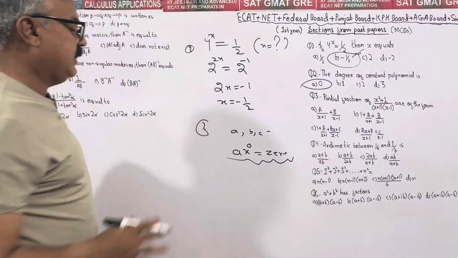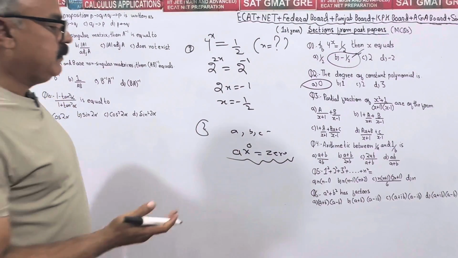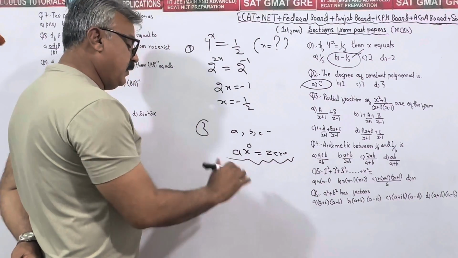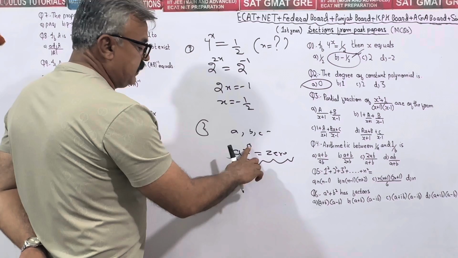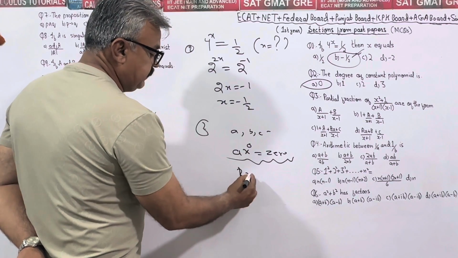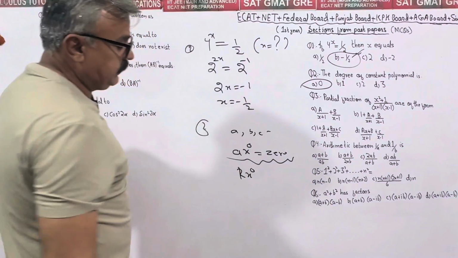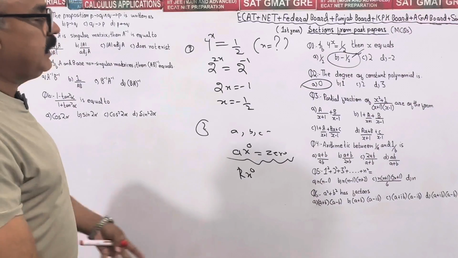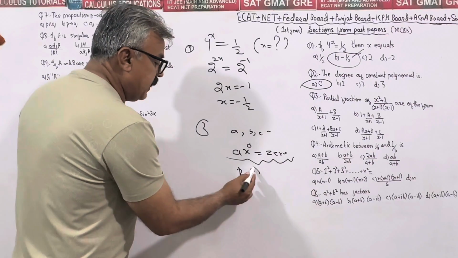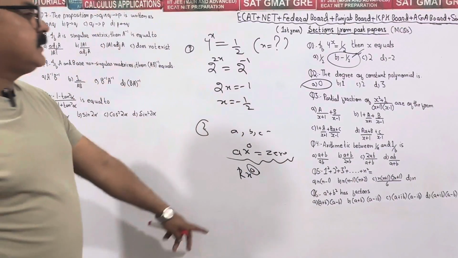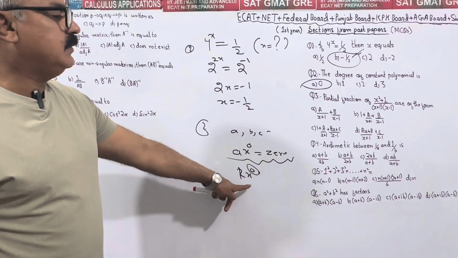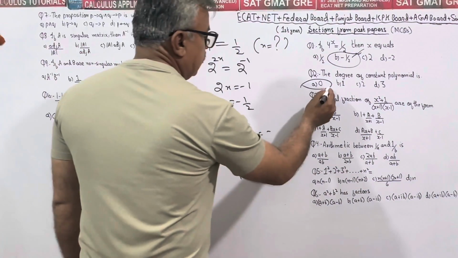Constant polynomial means constant, no variable. It can be written as a times x raised to 0, or any real number times x raised to 0. So it is a constant polynomial, and its degree, the power, is 0. I have done this one for you.